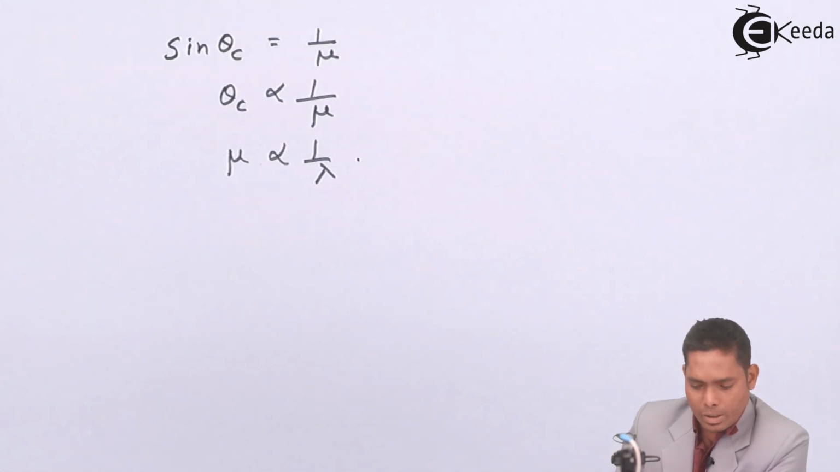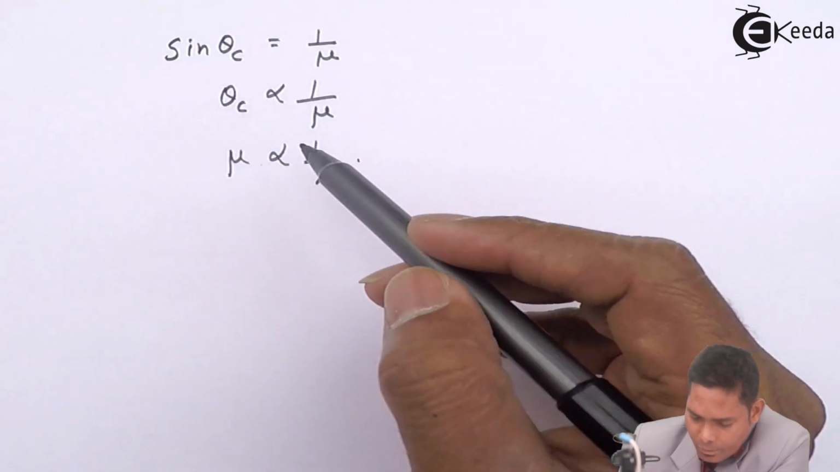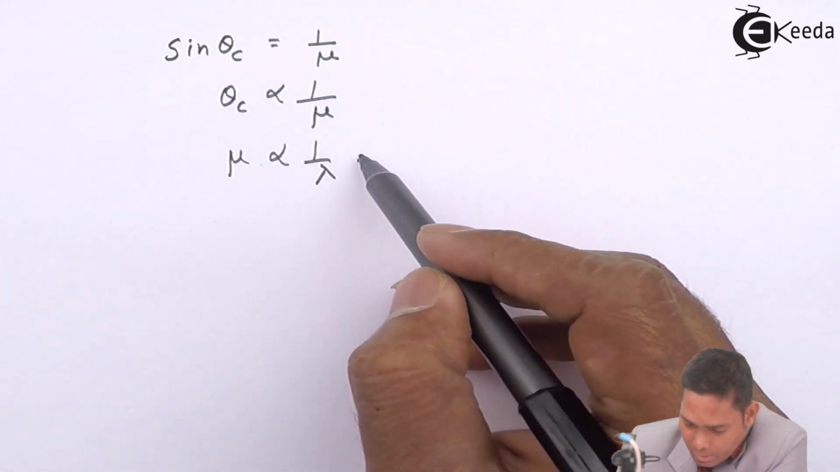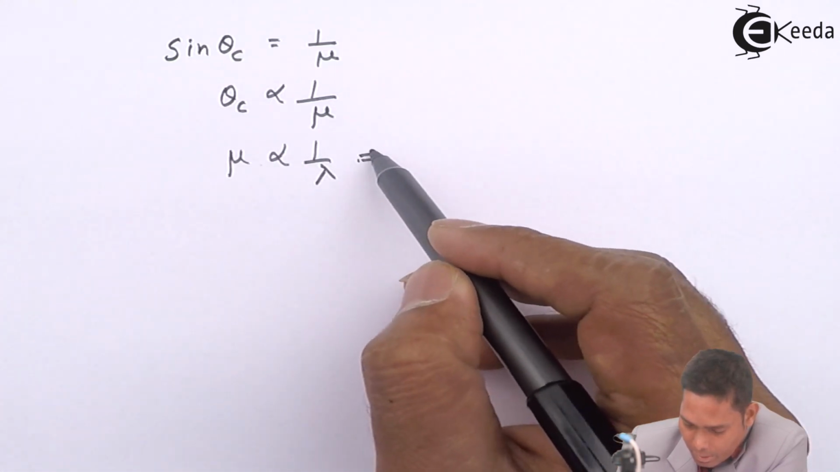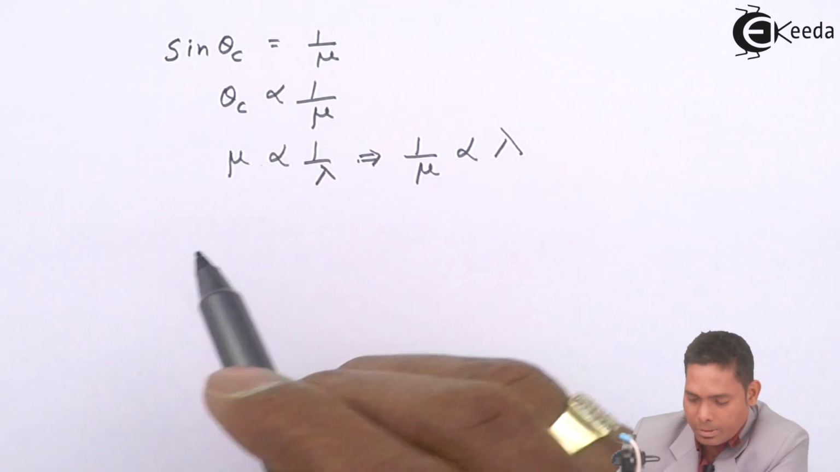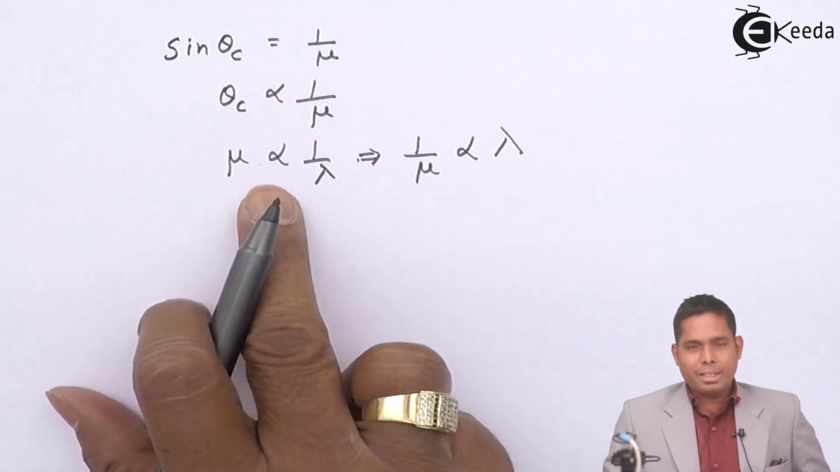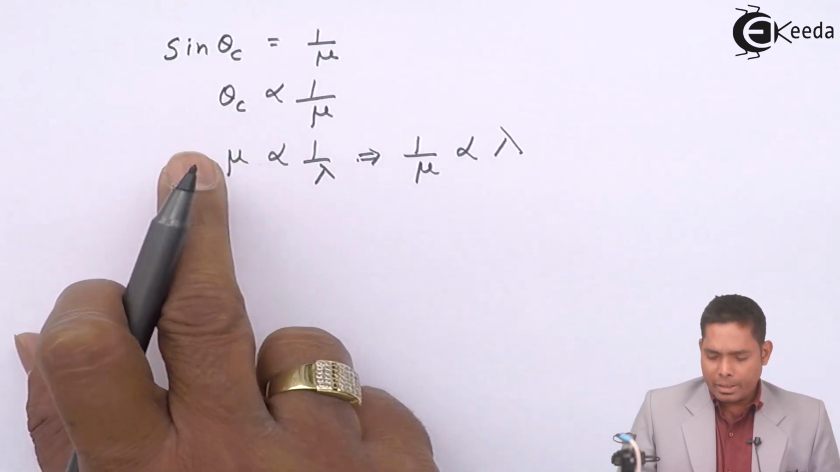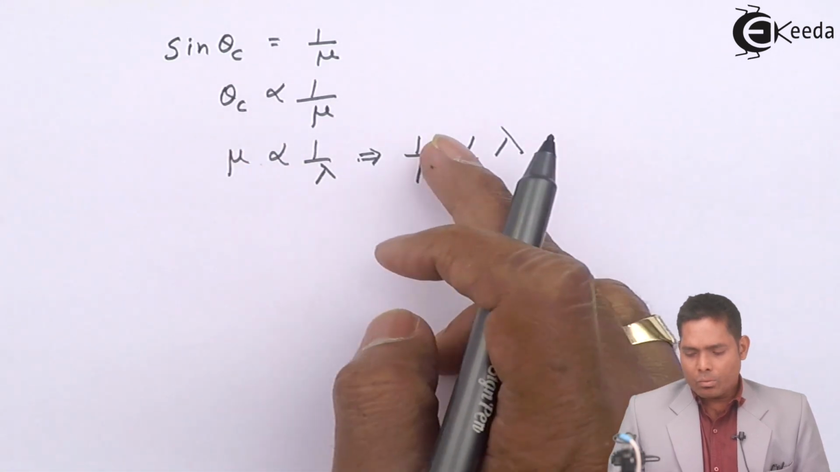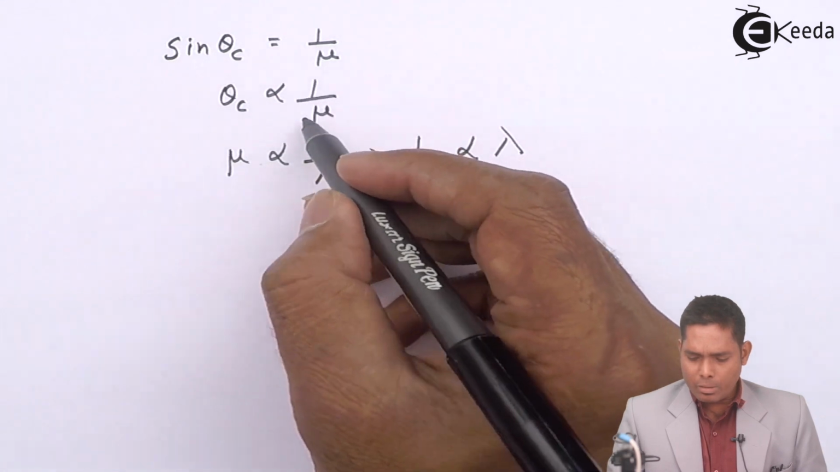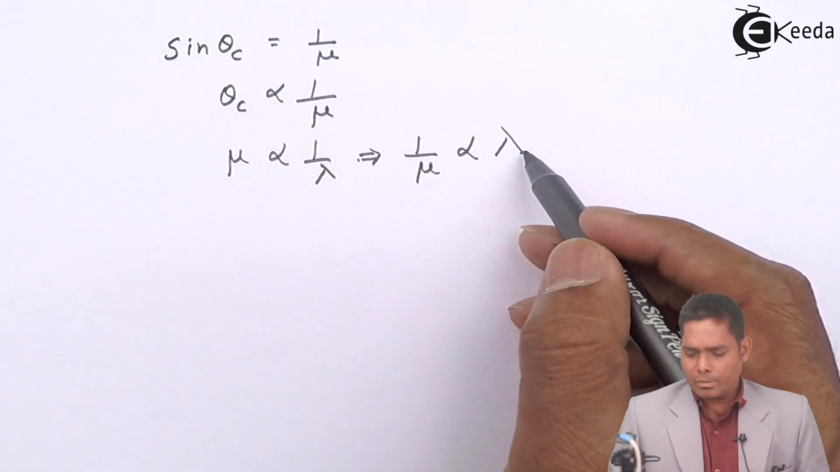Okay, so that means if I write this one, 1 by mu is proportional to wavelength. Mu is directly proportional to 1 upon wavelength, or this can be taken to that side. So 1 by mu is proportional to wavelength. So in place of 1 by mu, I will write wavelength.